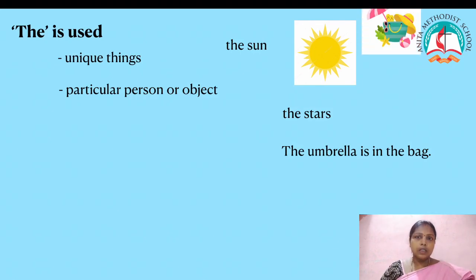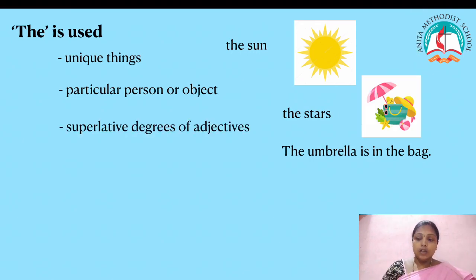Now look at this picture. In that bag, I am just pointing to that particular umbrella, so I am using the article "the". So "the" is used before unique things. "The" is also used before a particular person or object. Let's see the third rule.